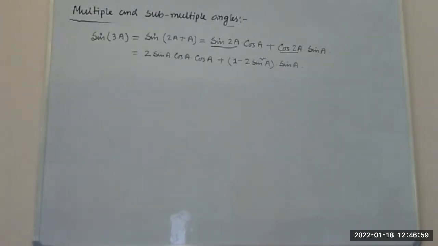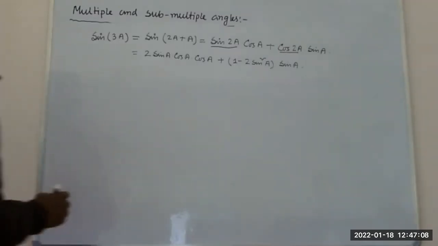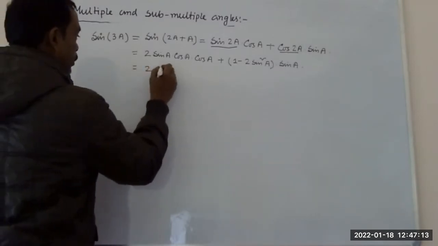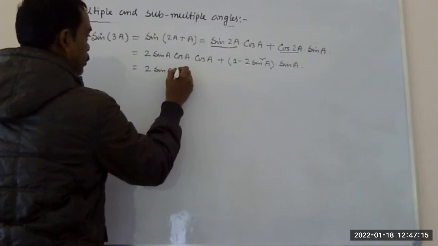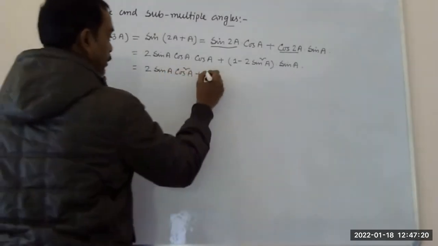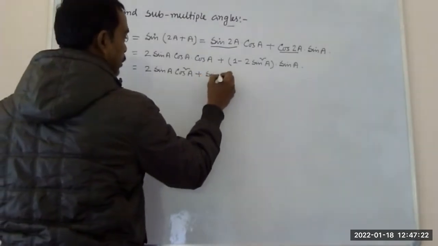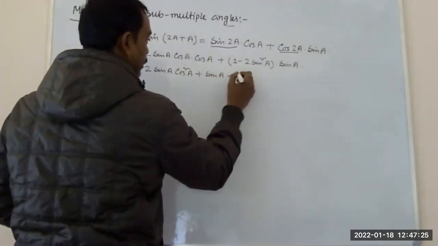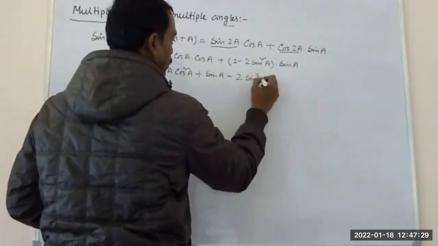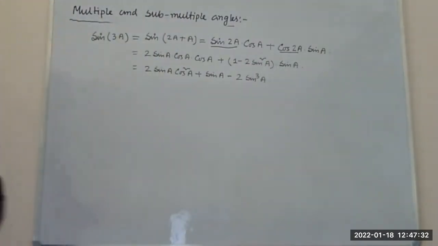Is it understood by everyone? Yes, sir. Here then it is 2 sin A into cos square A plus sin A minus 2 sin cube A, okay?